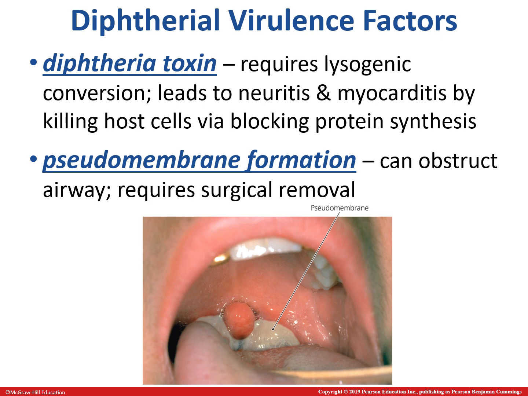And this pseudomembrane can grow so large that it obstructs the entire airway. So it's really a horrible way to die. They basically die from suffocation if they don't surgically remove this layer from the pharynx. And so this, of course, is a vaccine preventable disease.